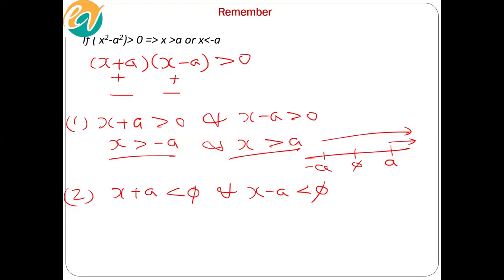Sorry, common, correct? So common would be x is greater than a. That's the common area, correct? Okay, now let's look at this.